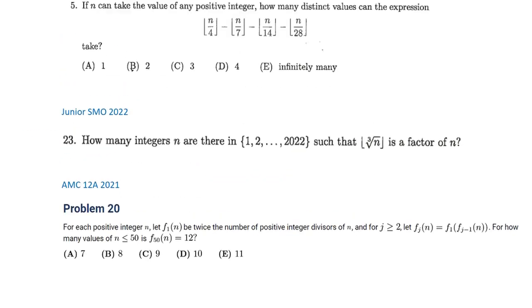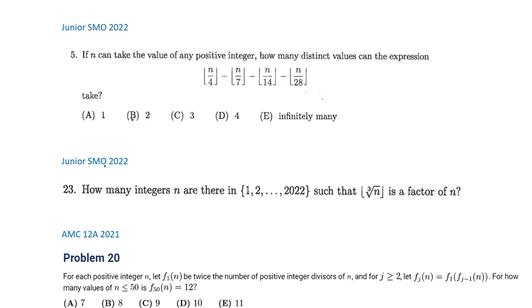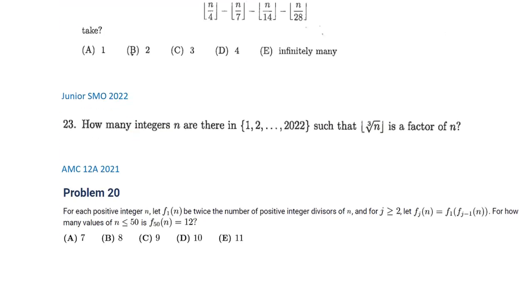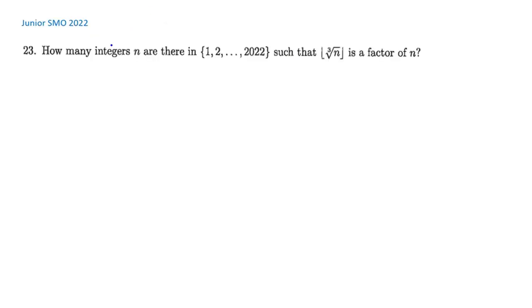Okay, now it was the first problem. Next problem, Junior SMO 2022. So let's solve this one. Okay, the next problem is the 23rd problem of Junior SMO again 2022. How many integers n are there in 1, 2, up to 2022 such that floor of cube root of n is a factor of n?